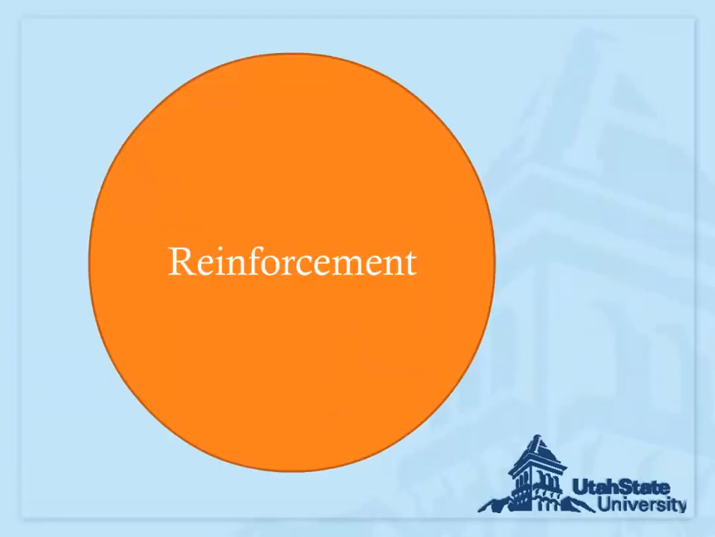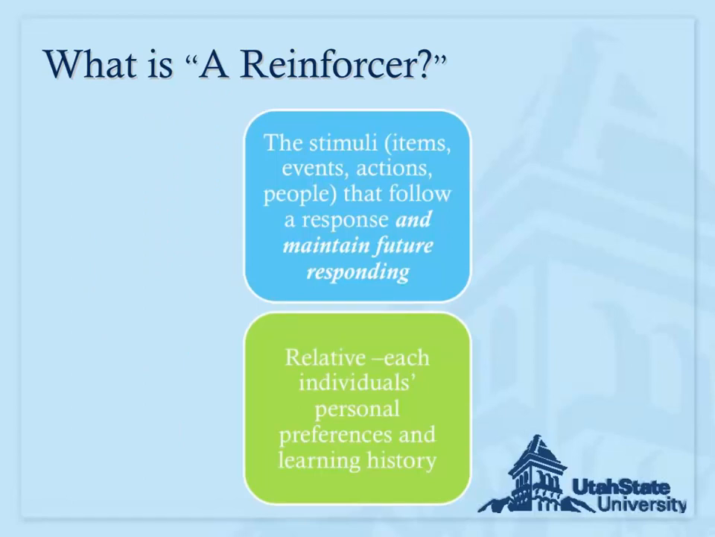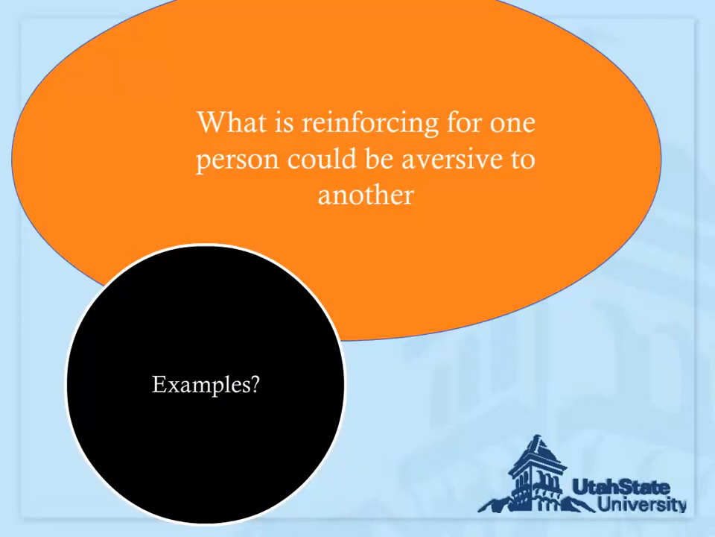Now we will discuss reinforcement. A reinforcer is any stimulus that follows a response that maintains or increases future responding. These reinforcers are what we primarily use to change an individual's behavior, but they are not universal. Each person has their own preferences and learning history, which influences what is reinforcing their behavior. Furthermore, what reinforces a person's behavior can actually be aversive to another person.